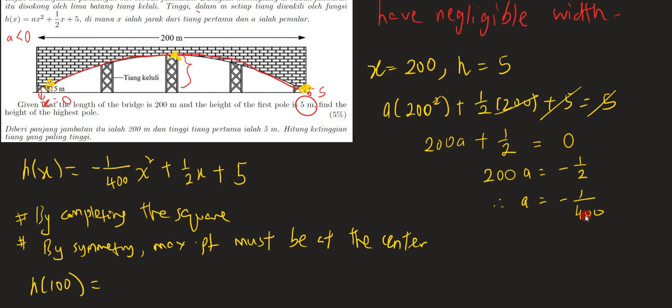To find the highest point, all we do is substitute in 100. So I put 100 into my h(x), this function over here. From here, I can get my answer already. I should get 30 meters. For maths, we can just put our answer at the final part. So h(x) is 30 meters. This is the height of the pole.